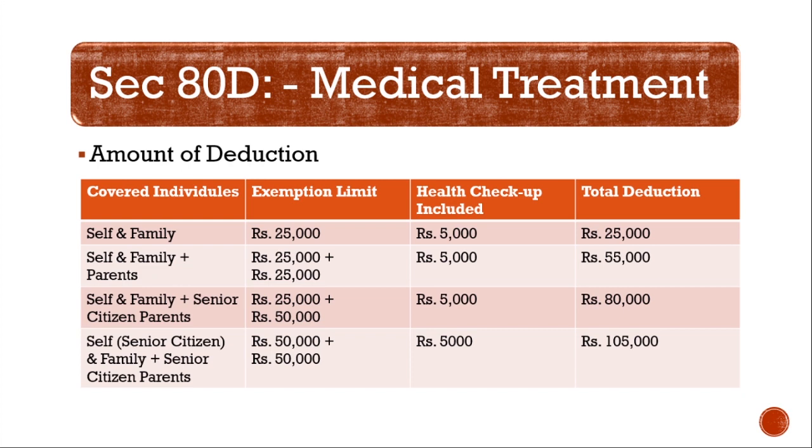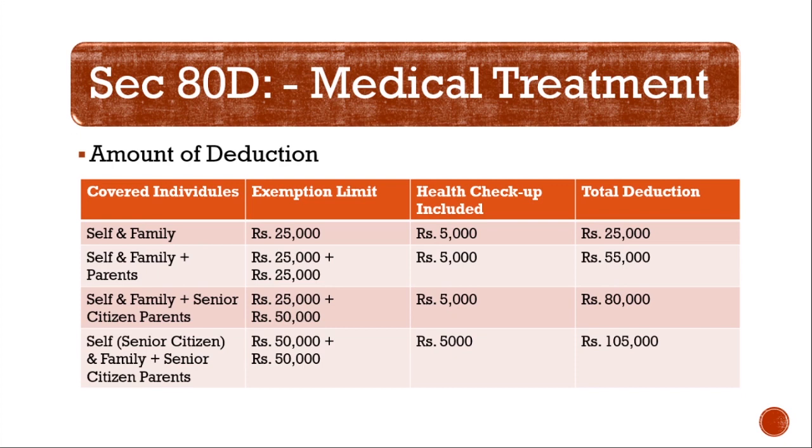Now let us have a look at the assessee being a senior citizen. If the assessee is a senior citizen incurring expenses on himself and family other than preventive health checkup, the limit is rupees 50,000 or the expense incurred, whichever is lower. For preventive health checkup, rupees 5,000 or expense incurred, whichever is lower. Total deduction allowed if the assessee is investing in both preventive as well as non-preventive health checkup is rupees 50,000.